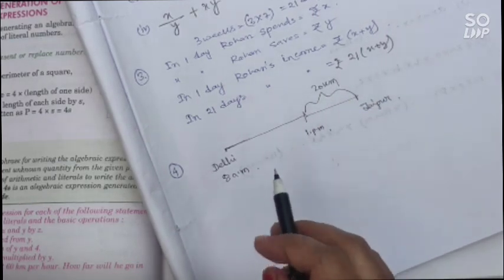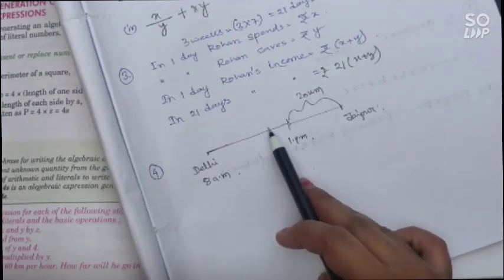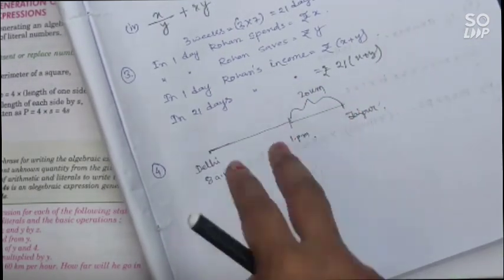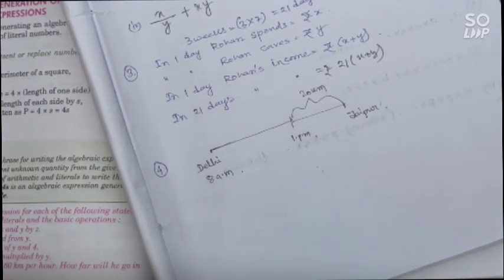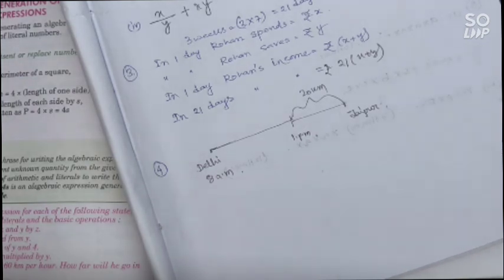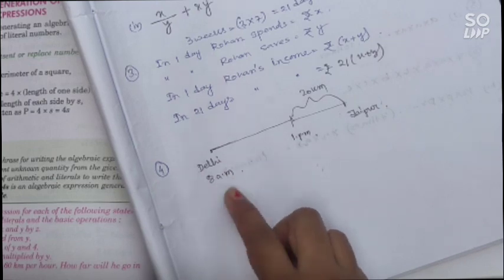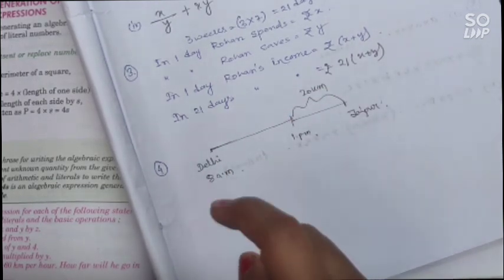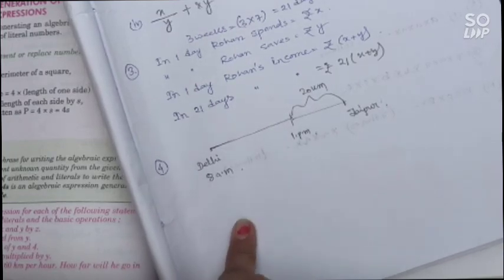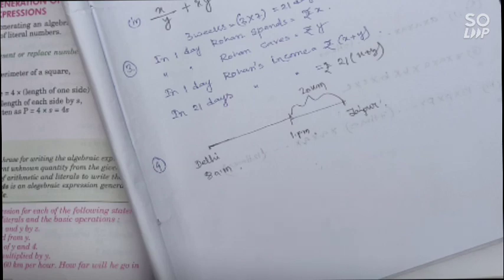At 1 PM she observed that she is still 20 kilometer away from Jaipur. So this distance is 20 kilometer. She started at 8 AM, and at 1 PM she finds 20 kilometer remaining. Can you tell me, from 8 a.m. to 1 p.m., how many hours are there? From 8 a.m. to 1 p.m., how many hours is that?